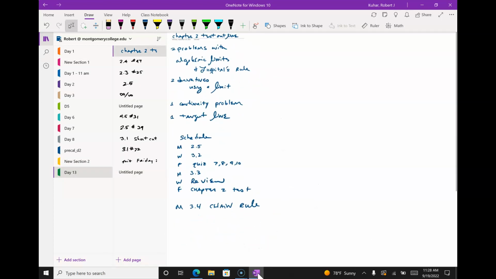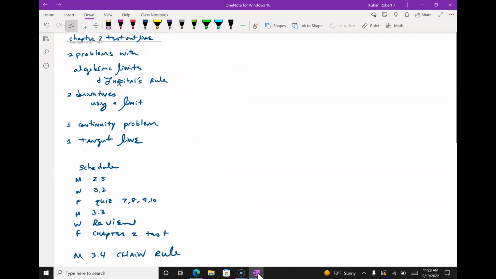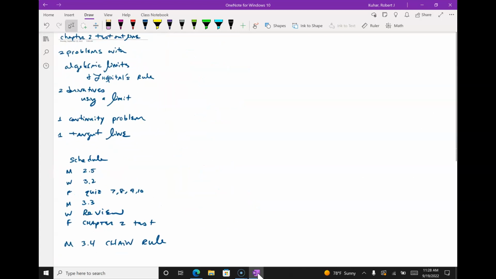So here's what I have for our Chapter 2 test so far. I'm thinking 2 problems with algebraic limits and verify using L'Hopital. Right? So do them algebraically, do them with L'Hopital, do them numerically with decimals or alpha fractions. Okay? That's really 4 problems. 2 derivatives using the limit. There's 6 problems. At least one continuity problem, there's 7, and one tangent line, there's 8. So right now, I only have 8 on the list in my test.